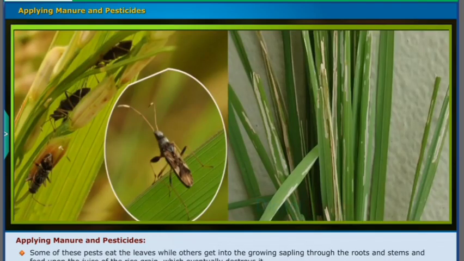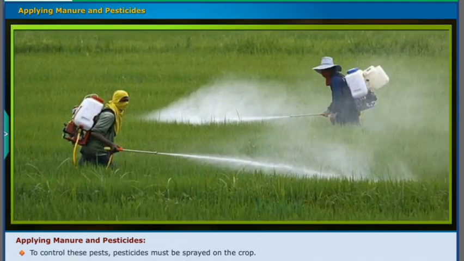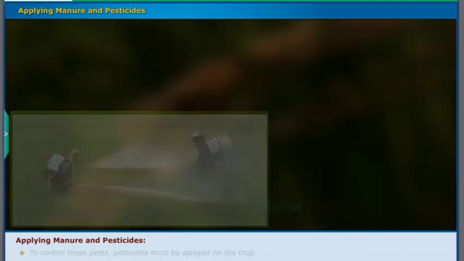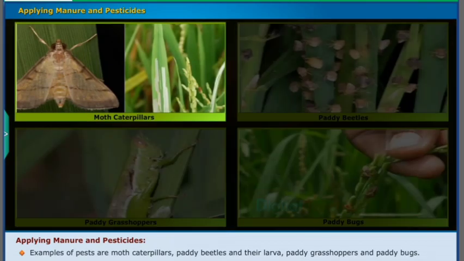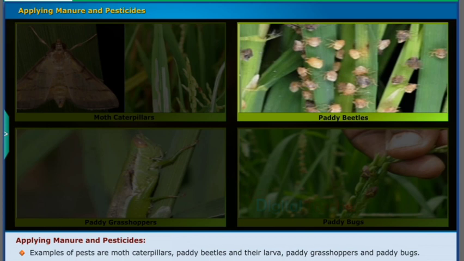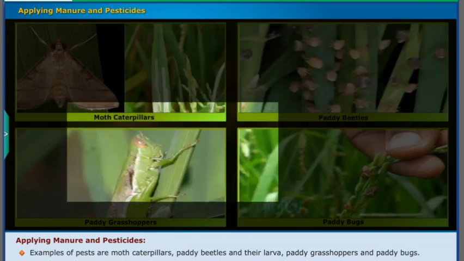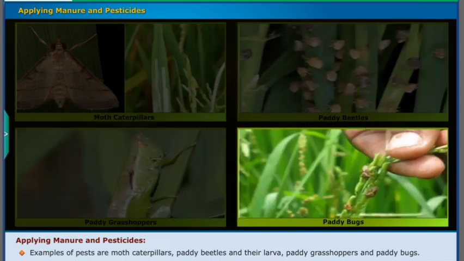Some of these pests eat the leaves while others get into the growing sapling through the roots and stems and feed upon the juice of the rice grain, which eventually destroys it. To control these pests, pesticides must be sprayed on the crop. Examples of pests are moth caterpillars, paddy beetles and their larvae, paddy grasshoppers, and paddy bugs.